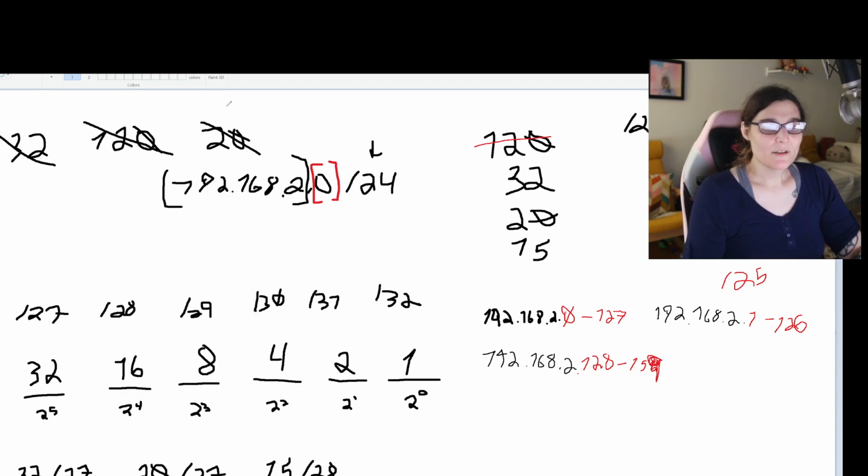All right, so for the usable addresses, we've got 192.168. Again, this doesn't change. This is our network address, .2. And what is our first usable address going to be? It's going to be one more than this one here, so 129. Can you still see that?